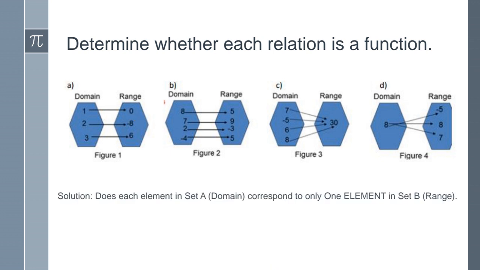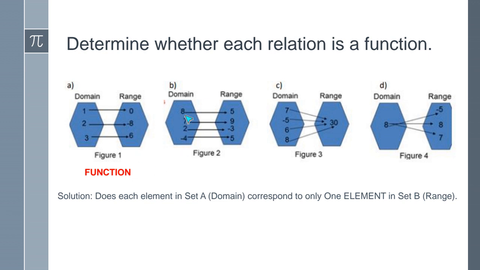So if we look at the first one, what you want to ask yourself is, does each element in set A, which is the domain, correspond to only one element in set B, which is the range? So let's take a closer look. Here you can say that 1 goes to exactly 0, 2 goes to exactly -8, and 3 goes to exactly 6. In other words, 1 goes to one thing in the range, 2 goes to one thing in the range, and 3 goes to one thing in the range. So that's going to make it a function.